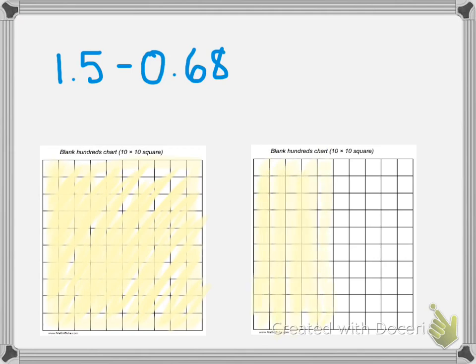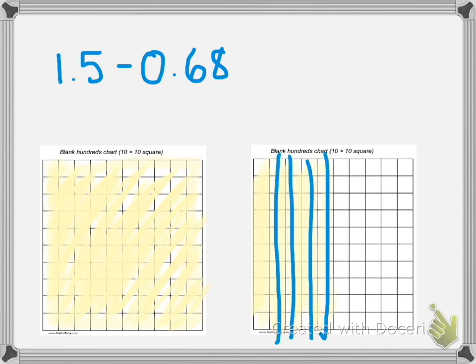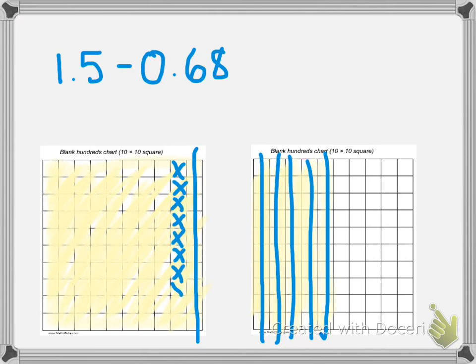Now I'm going to take away 68 hundredths, just like I did before. So 1, 2, 3, 4. So let's count columns. 1, 2, 3, 4, 5, 6. And then 8 individual squares. 1, 2, 3, 4, 5, 6, 7, 8.